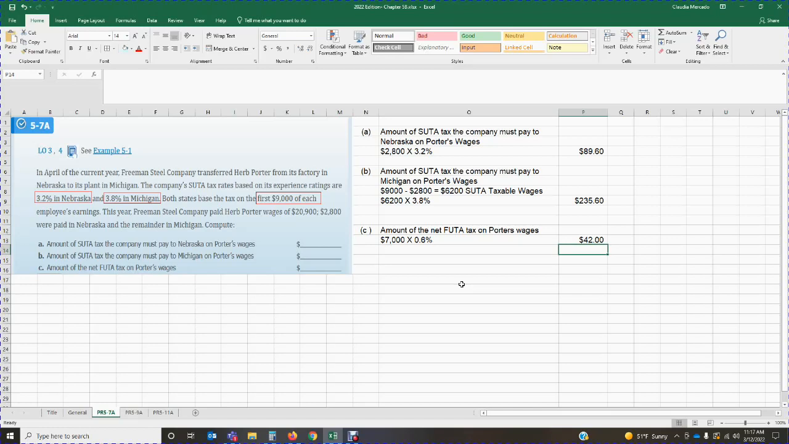Because we need to pay SUTA on the first $9,000 for each employee, and then we need to pay FUTA on the first $7,000 of earnings for each employee. So it's at an employee level. We have to figure out how much each employee has earned so we can make sure that we charge the correct portion of both FUTA and SUTA taxes on this employee. Make sure that you read the problems carefully and understand the information being provided, so you can properly perform the necessary calculations for the problem.